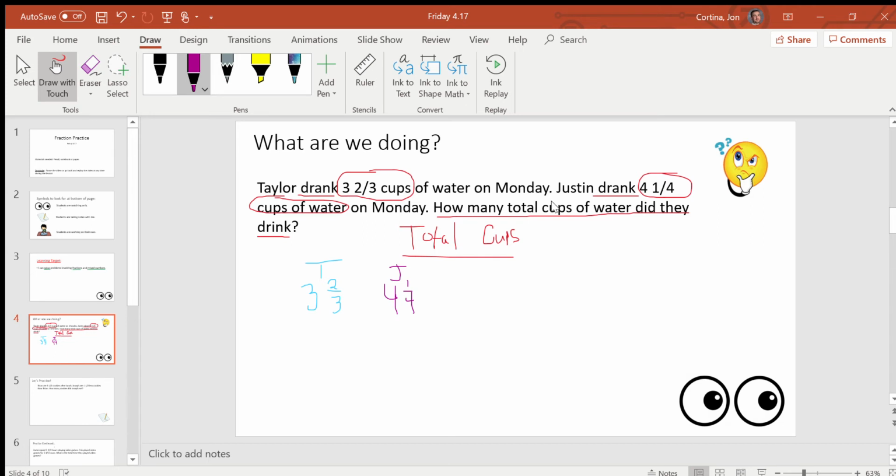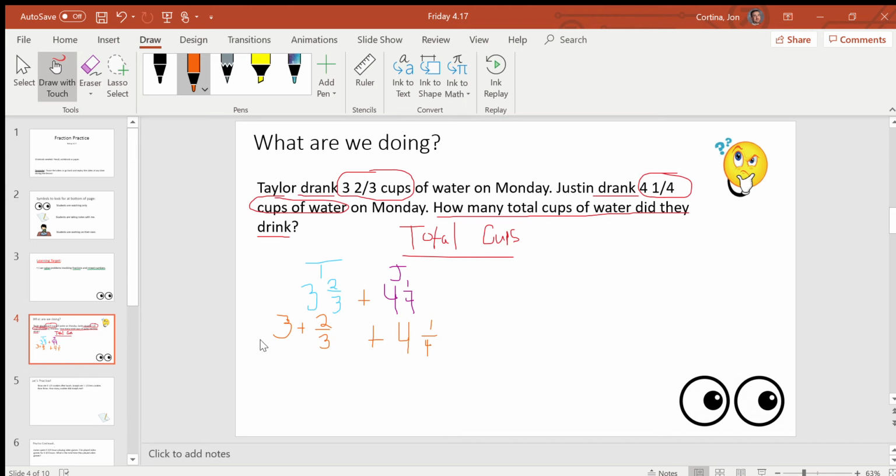We want to know the total number of cups they drank together. So what does that mean? Correct. We are going to add. Alright, this looks just like the problem we had yesterday. We're going to add mixed numbers with different denominators. So we're going to start by decomposing our mixed numbers. So over here, Taylor has 3 whole cups plus 2/3 of a cup. And Justin has 4 whole cups plus 1/4 of a cup.